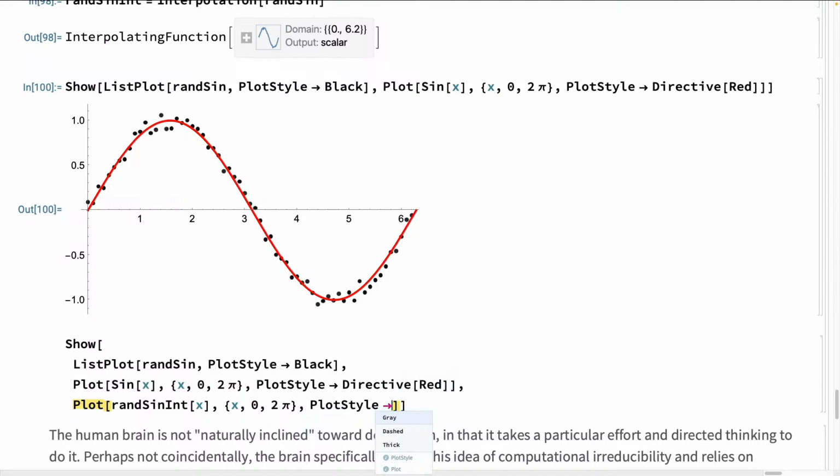Let's make it, well, we wouldn't want to do green for red-green colorblind reasons. Let's do purple.